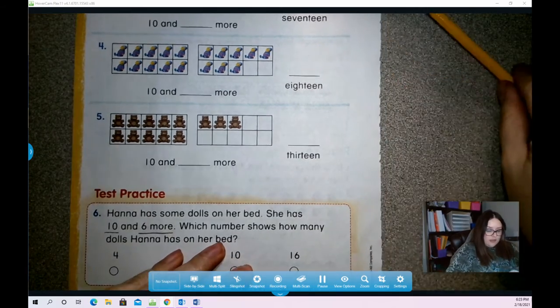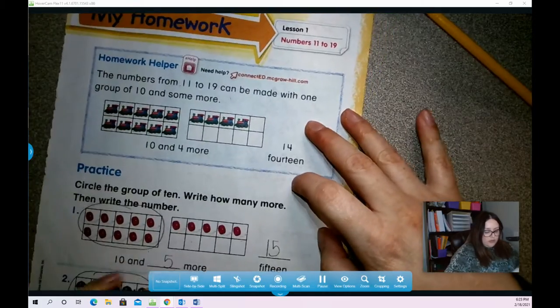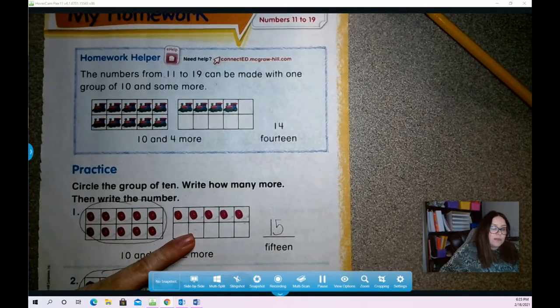And that's it. That's all we have for math today, guys. So you answer all your questions and then take a picture of your work.